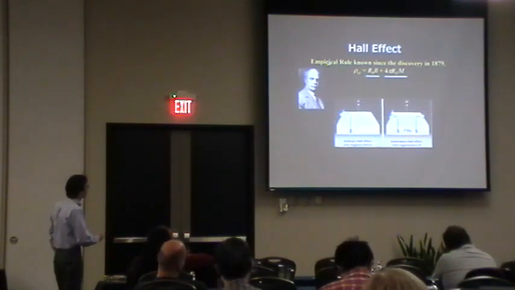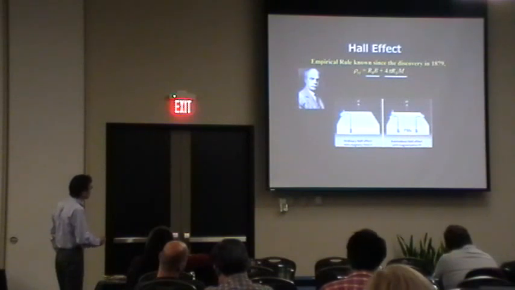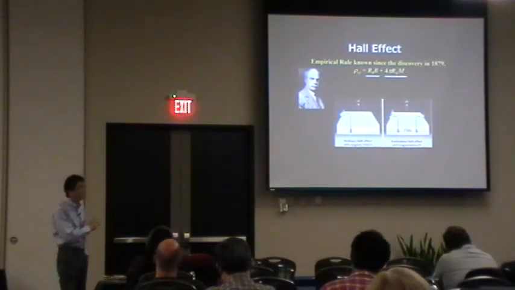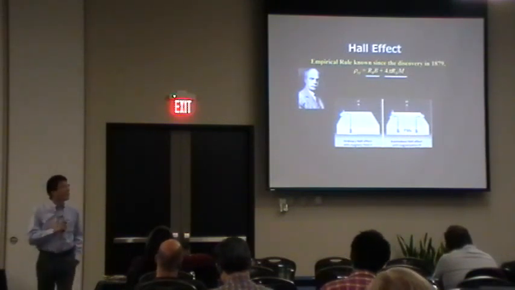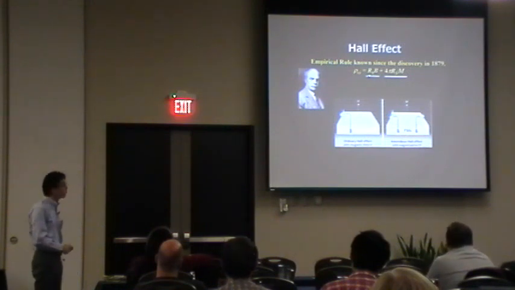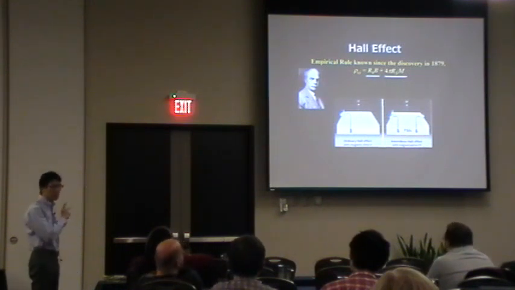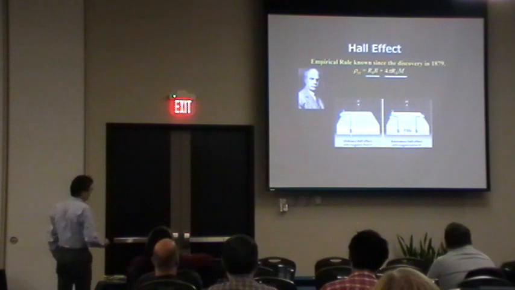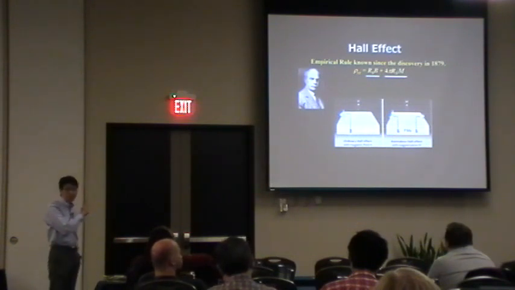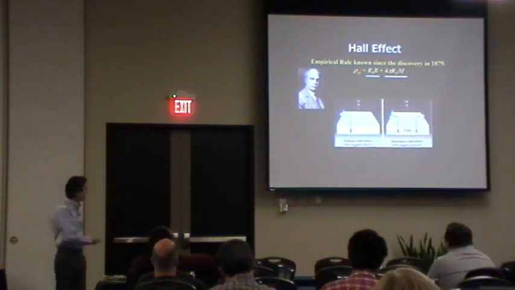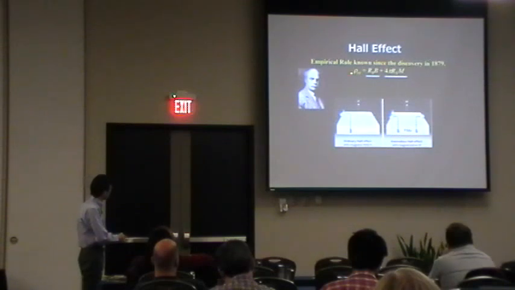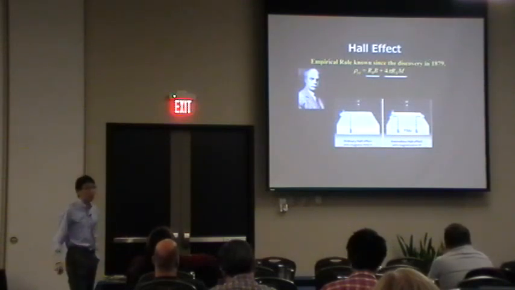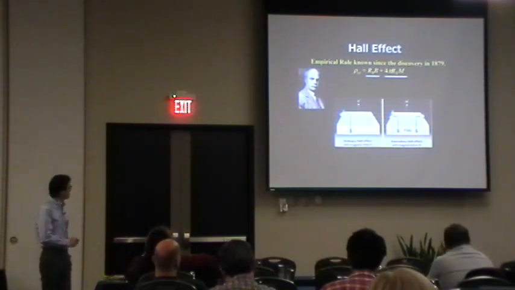So this guy, who is already quite old, whose name is Edwin Hall, when he was a student at Johns Hopkins University, at 22 or 23 years old, was the second in the United States who obtained a PhD. And he obtained a PhD through the discovery of what is now called the Hall effect.